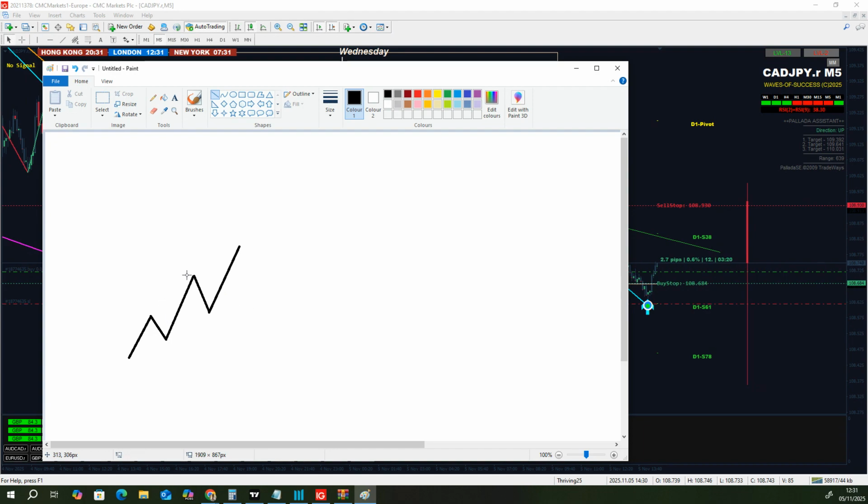We now have a series of higher highs and higher lows. There's the higher high, this is the higher low, and this is the higher low. Now we have an uptrend. At this high, every moving average indicator will turn bullish. But if you go and buy here, you will lose money because that's the high.